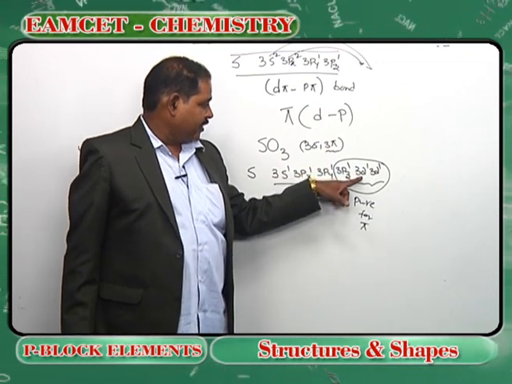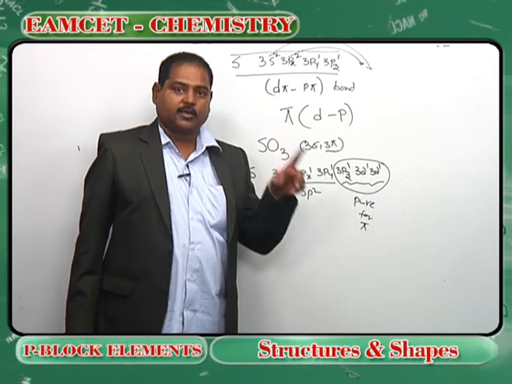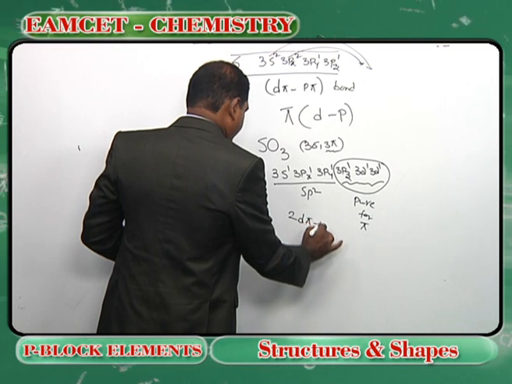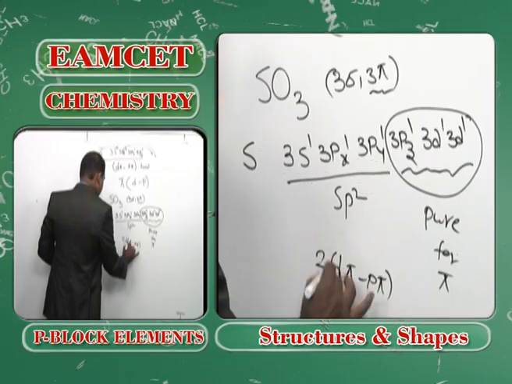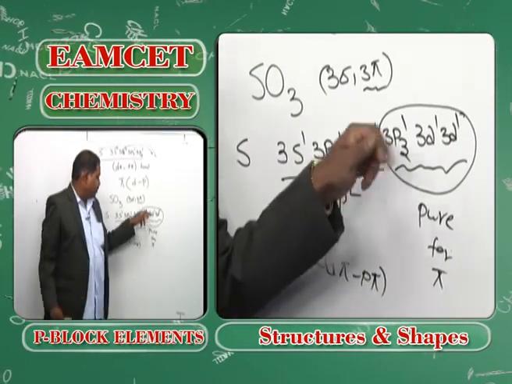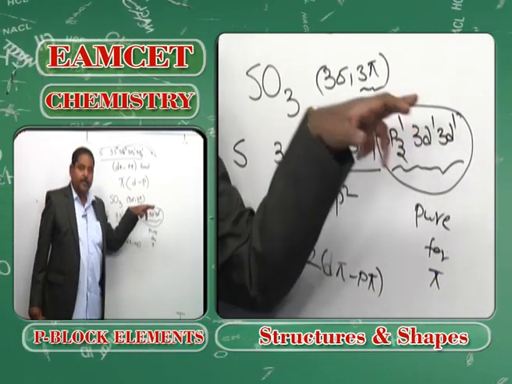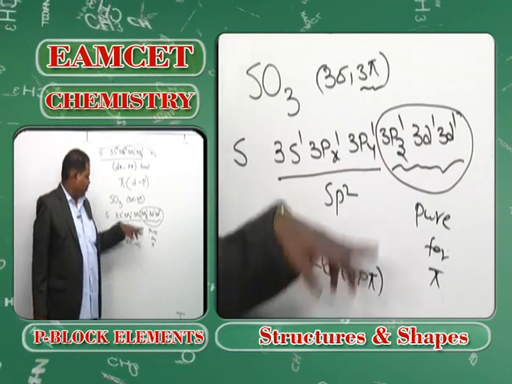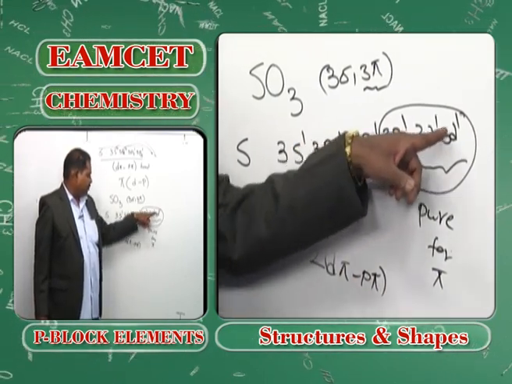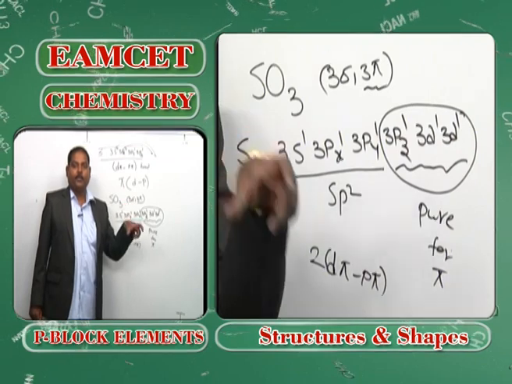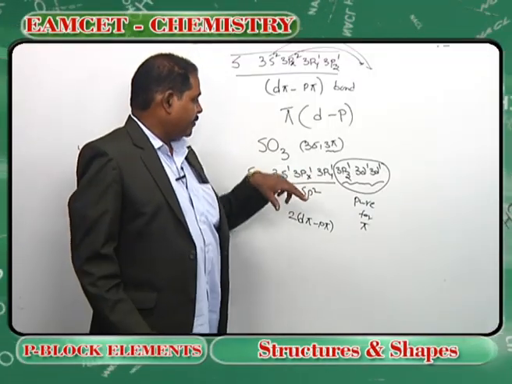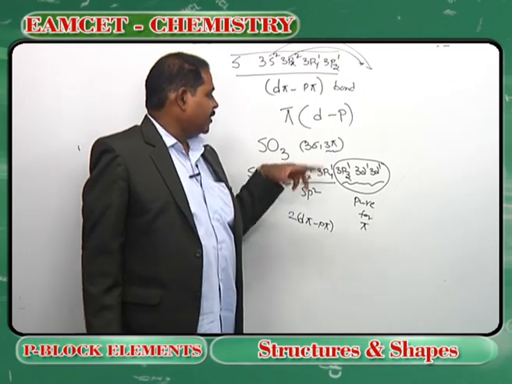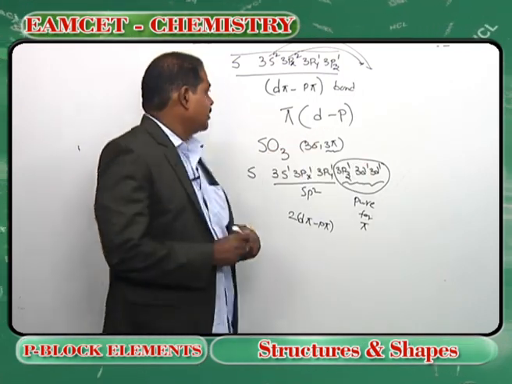So, you can see 2 d orbitals are participating, therefore, you will get 2 d pi p pi bonds. What does that mean? Sulfur contributes 2 of its d orbitals and 1 of its p orbital for pi bond formation. So, d pi p pi bonds. What is a d pi p pi bond? A pi bond in which the d orbital of the central atom and the p orbital of the terminal atom is formed.